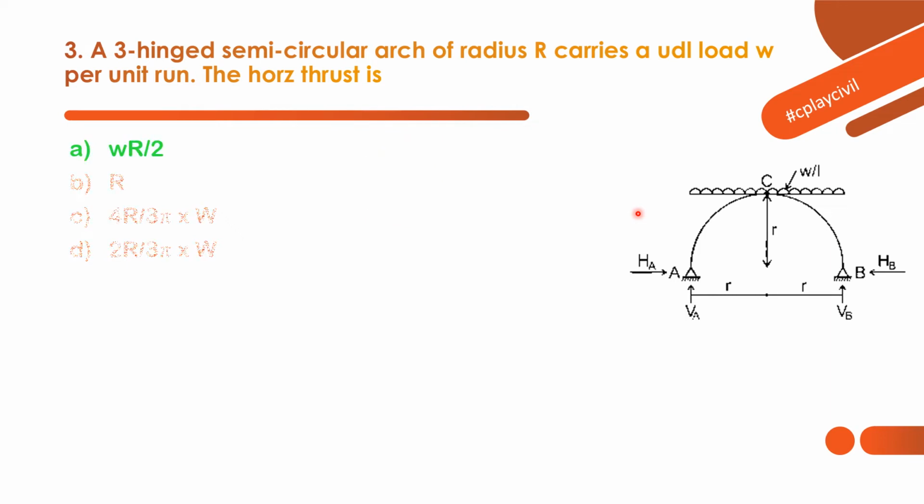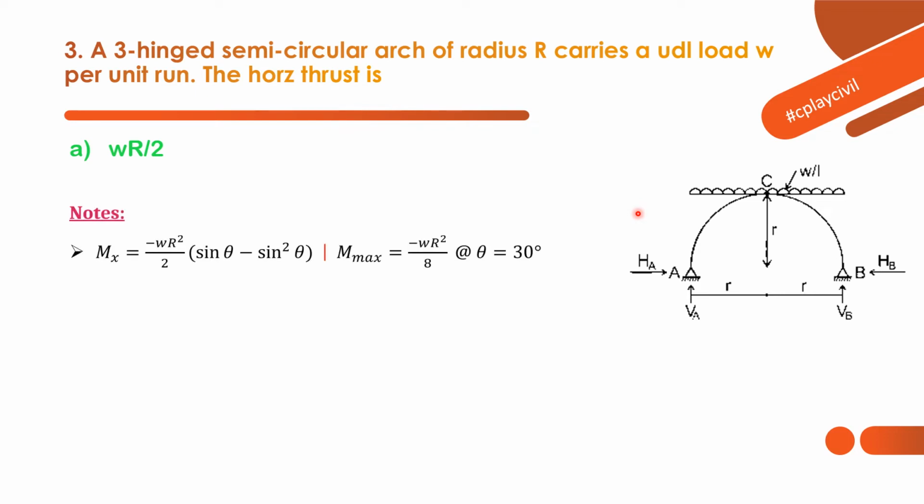Here the answer is WR by 2. W is nothing but UDL, that is W load per unit run. R is the radius of the semicircle. Here small r is mentioned, or we can use capital R. Now we shall see some more formulas for the semicircular three-hinged arch.